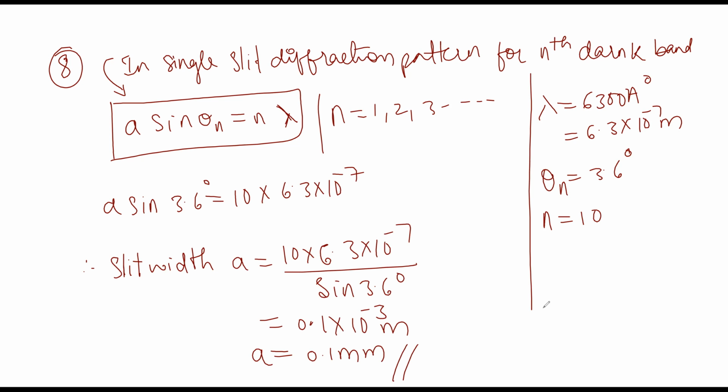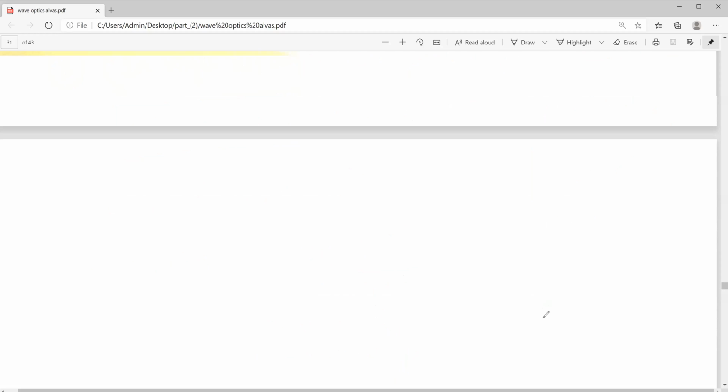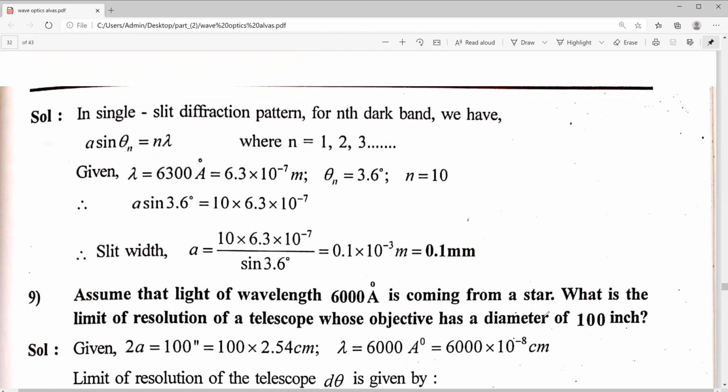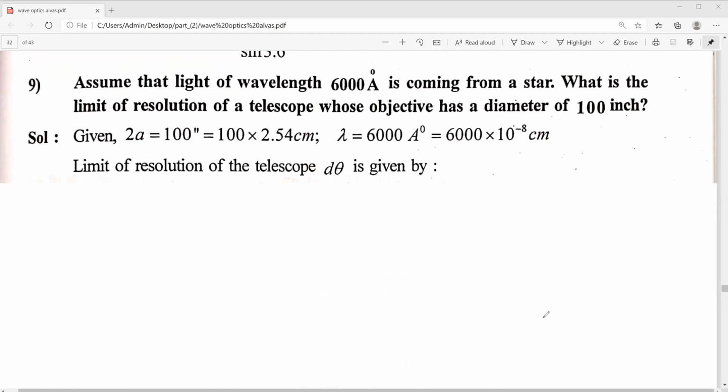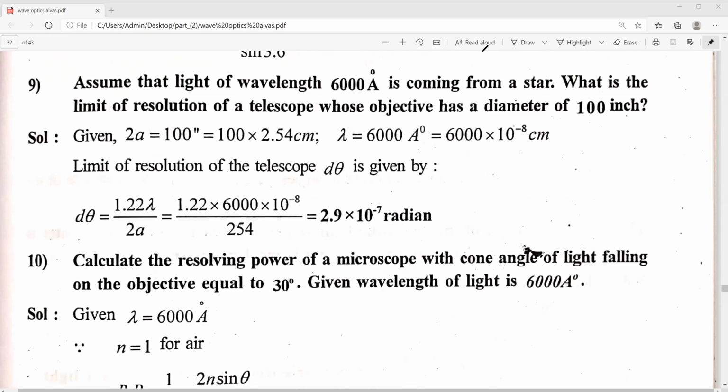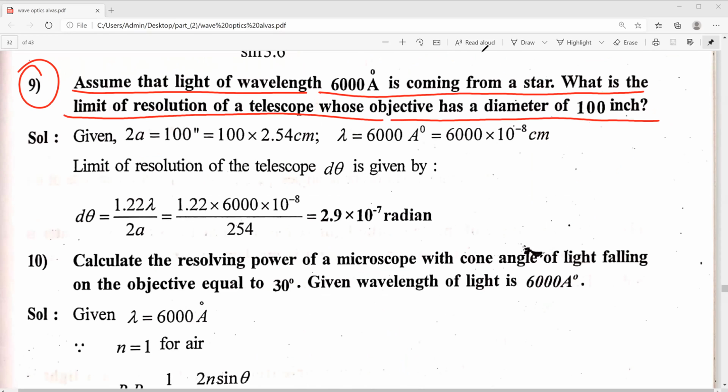Got this one? Okay, next we shall see the 9th one. The 9th one is also very easy. What have they asked? Assume that light of wavelength 6000 angstrom is coming from a star. What is the limit of resolution of a telescope whose objective has a diameter of 100 inches? Let us see how to solve this 9th one.